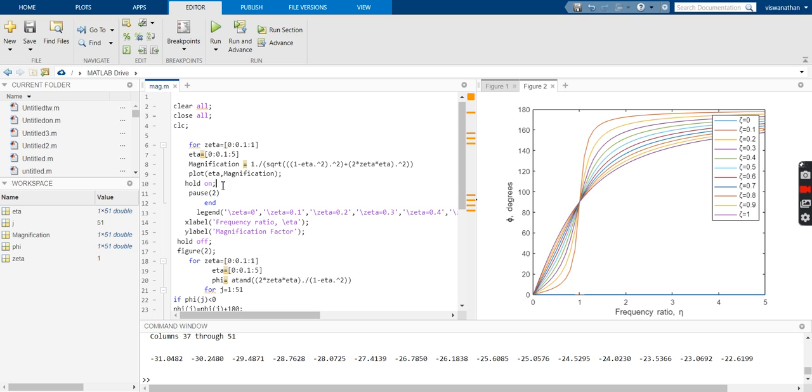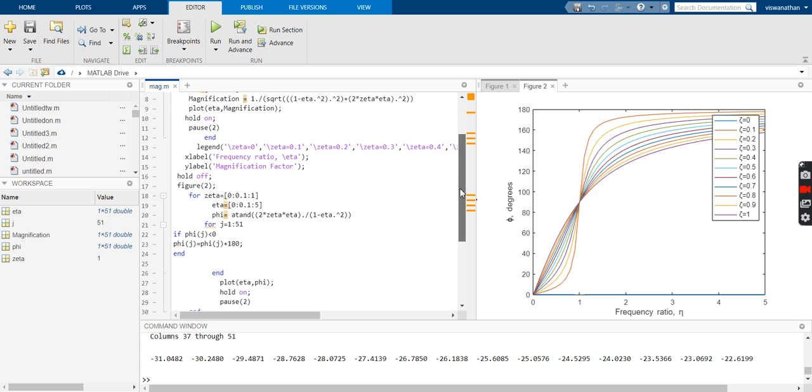Since you had used hold on, you remove that using the hold off, and then go for the next figure, where it is the phase angle versus the frequency ratio. Similarly, a for loop is used where zeta varies from 0 to 1 and eta varies from 0 to 5. So the phi is given by this formula. It is actually the tan inverse of 2 zeta eta divided by 1 minus eta square.